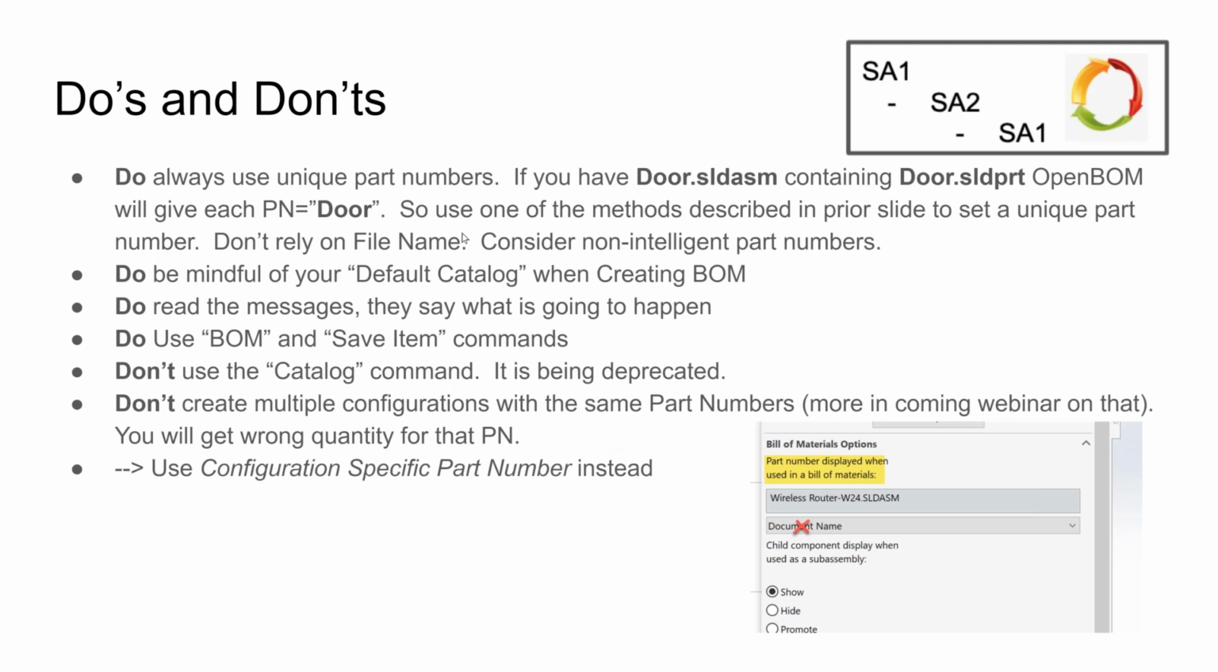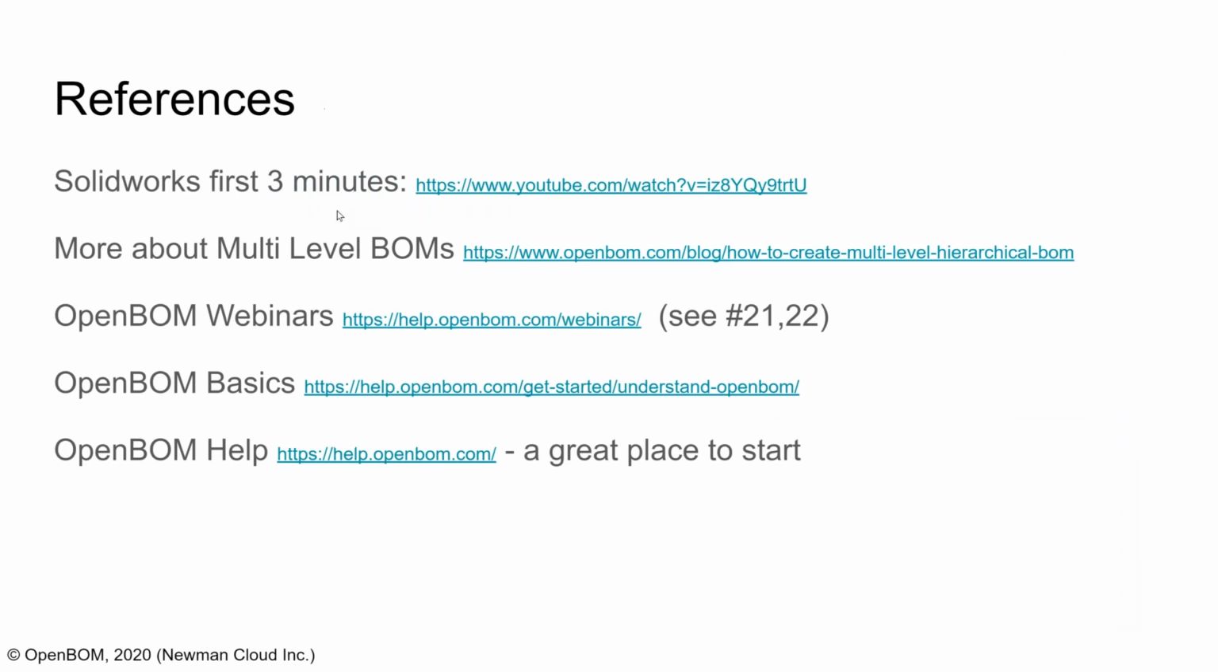Always use unique part numbers. We discussed it a little bit. I want to point out a certain case that SolidWorks lets you do, but it's a bad practice, and that's the simple example of the door assembly. You've got a door assembly that contains a part called door, and if you're using the setting that says get part number from file name, you're going to end up with two things with part number door.